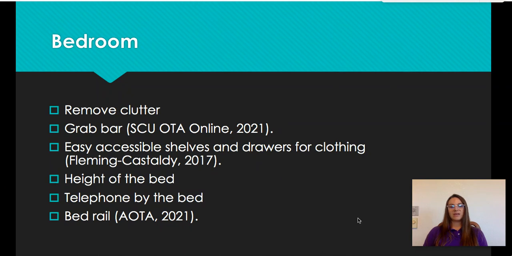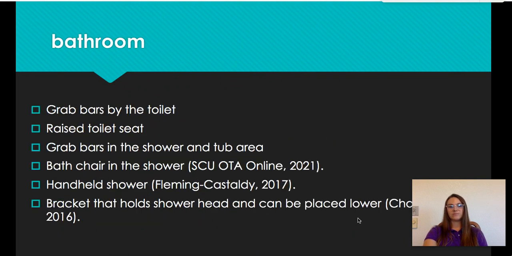The height of the bed, we want to make sure that the height is good so we can lower or raise the bed. Having a telephone by the bed in case anything happens, and having a bed rail to hold on to can all help.